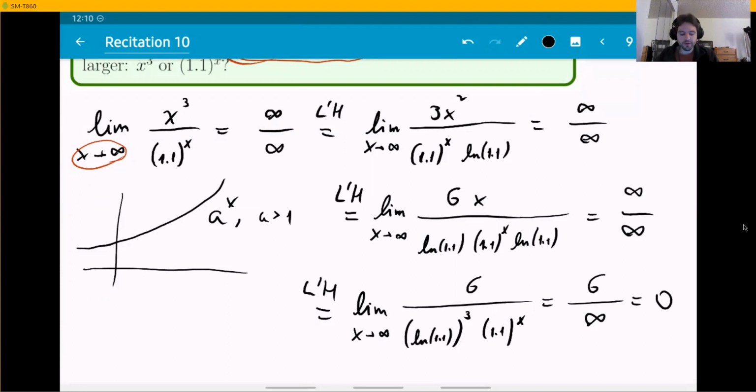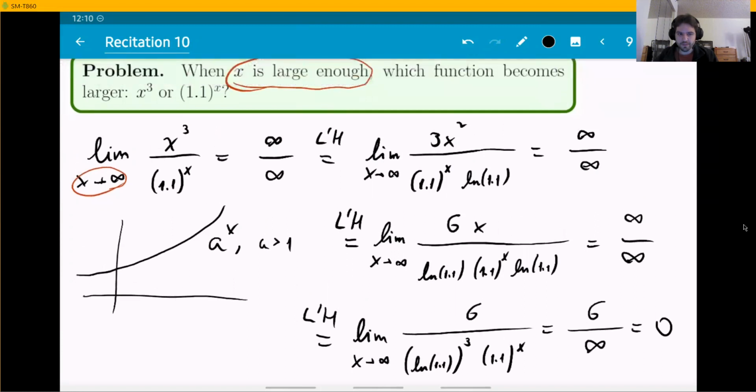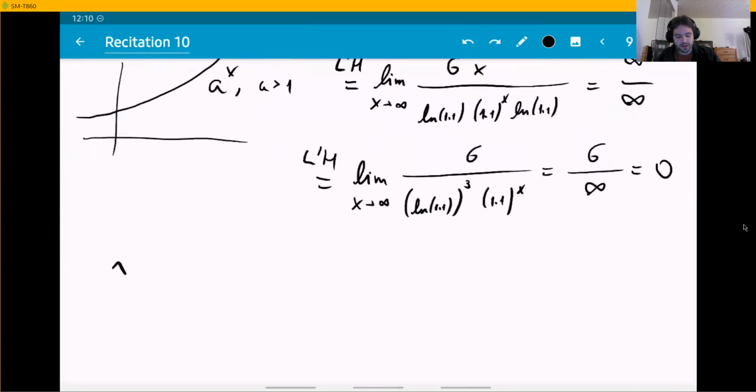Now remember why we were doing that. We wanted to compare the two functions. What do you think is happening now then? Which function becomes larger? Well, when we divided them in this order, the polynomial by the exponential, we found a 0. So that means that the numerator is very small compared to the denominator. That's the only way that you can get a limit of 0 in the fraction. So we get our answer here that x cubed is, you can write it like this, small compared to 1.1 to the x.